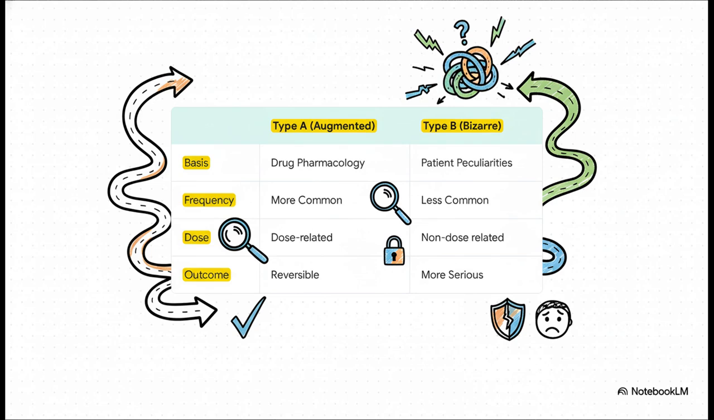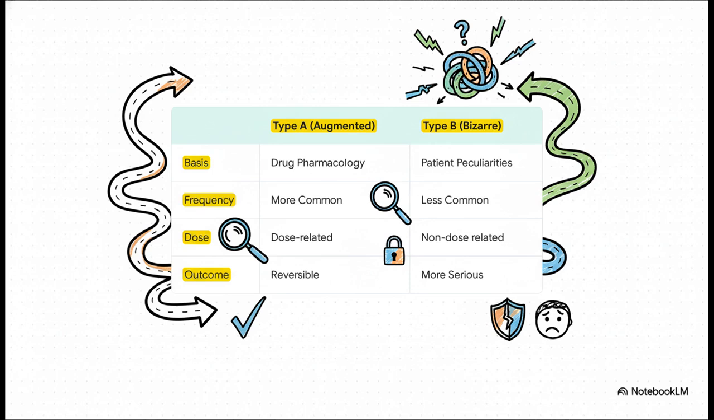Type A, think A for augmented. These reactions are the predictable ones. They're basically an extension of what the drug is supposed to do, just a bit too much of it. They're common, they're related to the dose, and you can often prevent them. It's like a known side road. But type B, B for bizarre, these are the wild cards.